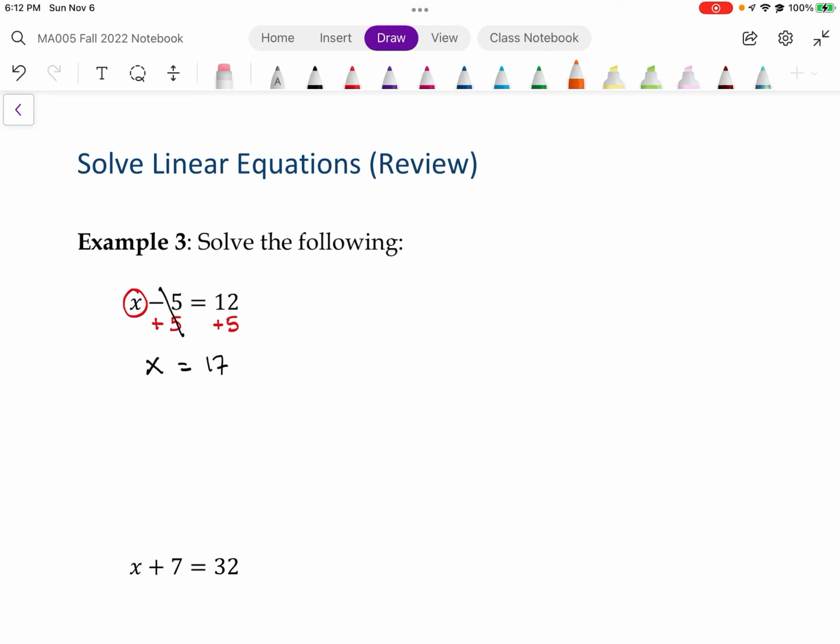So now let's check over here. I'm going to really encourage you to check. So we got an answer of 17. That's our x minus 5. Does that really equal 12? Yes, it does. 12 equals 12. So we checked, and this is the correct answer.